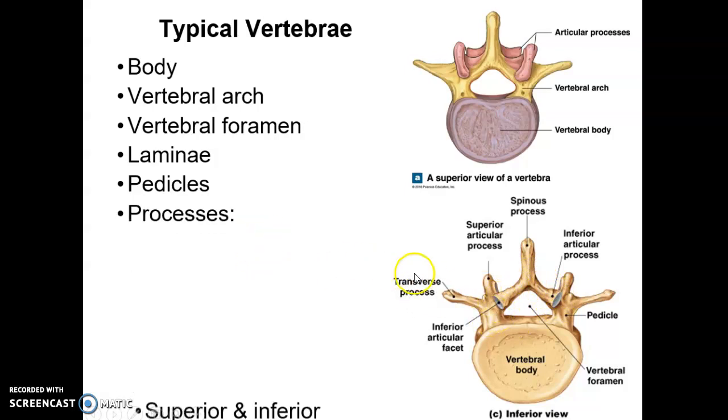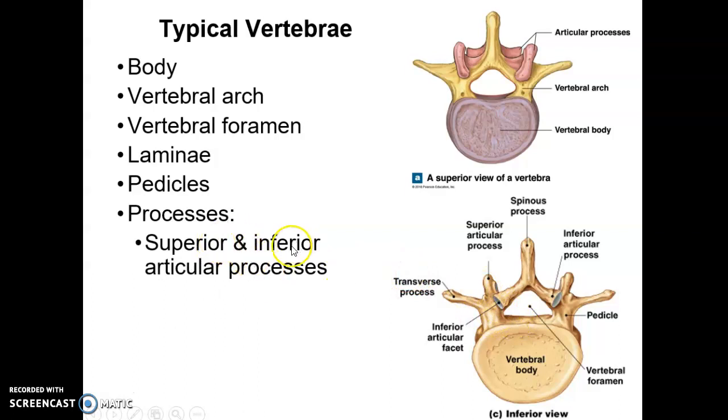Processes are bony protrusions. There are the superior and inferior articular processes, so these form the articulations where they form a joint with a bone above and below. So this is a superior view of a vertebra from above, so these would be the superior articular processes, and this is the inferior articular process. So this is the inferior view, and the facet is the part of the articular process where the joint is actually formed, or where the bones actually contact each other. So facet's usually a shallow depression.